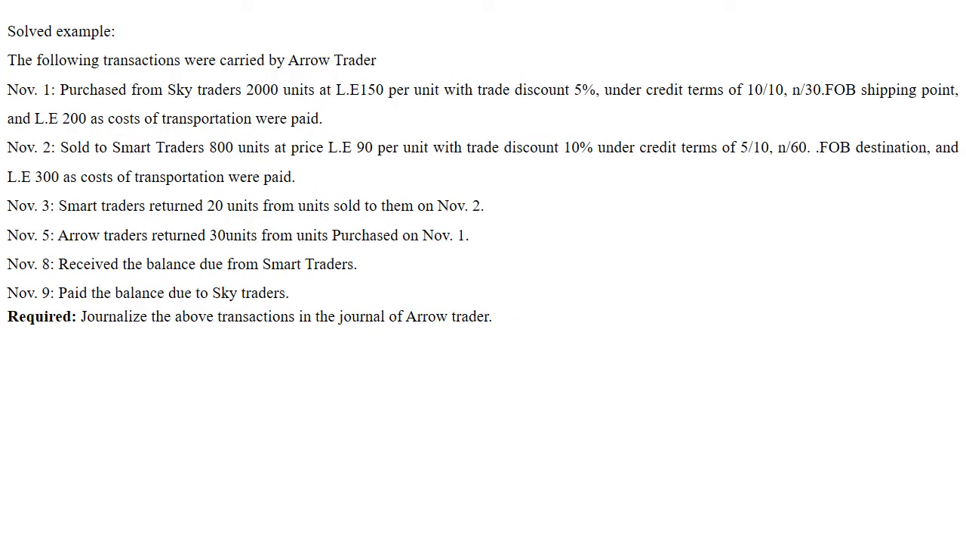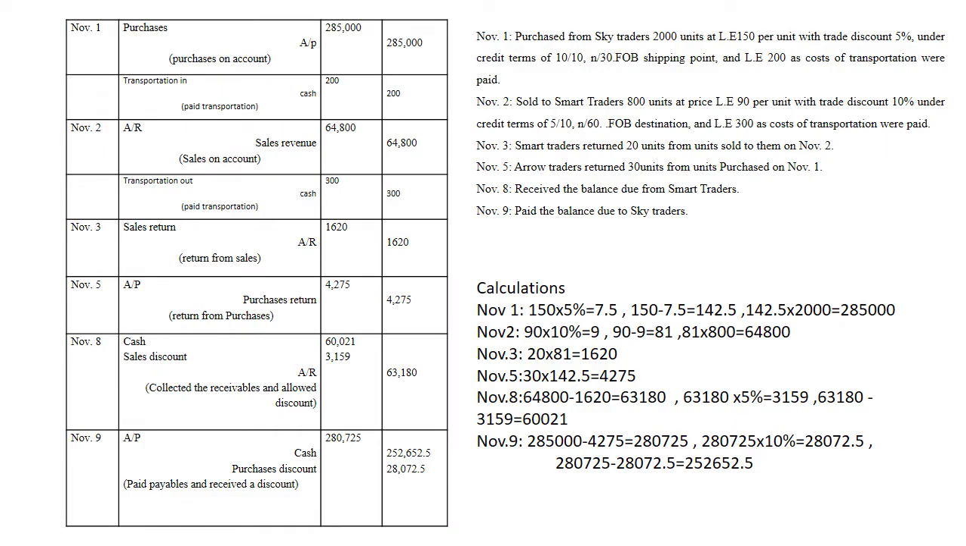Here we have a numerical example to have a better understanding of purchase of goods, selling of goods, free on board shipping point, free on board destination, and the difference between trade discount and cash discount. So let us go and solve the example together. Here it says on November 1st, a company or a trader purchased from Sky Traders 2000 units at a price of 150 per unit with trade discount 5%.